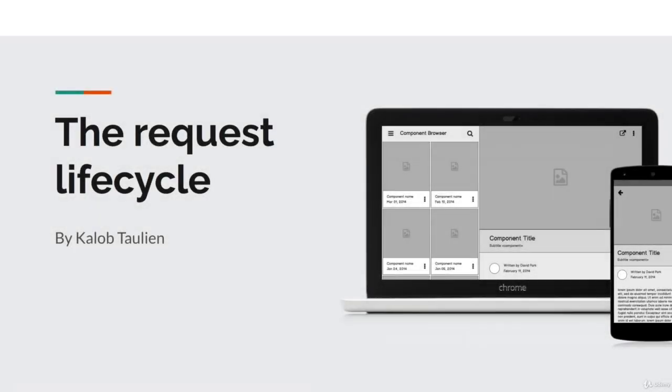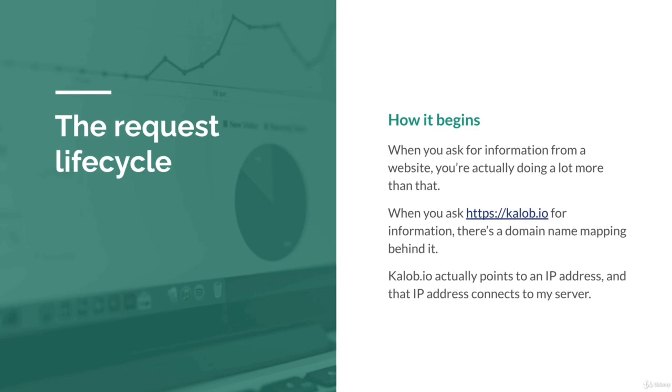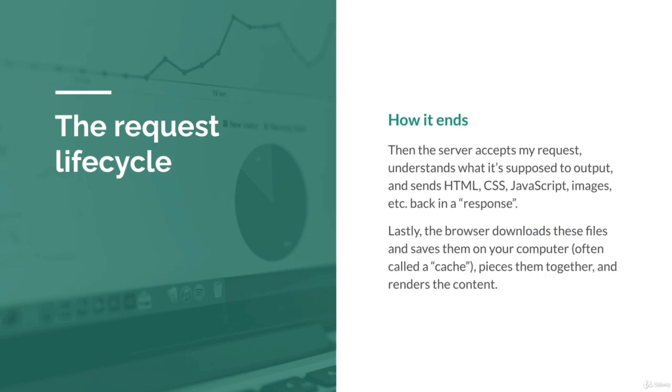The request life cycle. So let's take a look at how this begins. When you ask for information from a website, you're actually doing a lot more than that. When you ask, let's say my website, caleb.io, for information, there's a domain mapping behind it. So caleb.io actually points to an IP address, and that IP address connects to my server. So you're not actually requesting information directly from caleb.io, it's just sort of masking it so that you don't have to remember IP addresses.